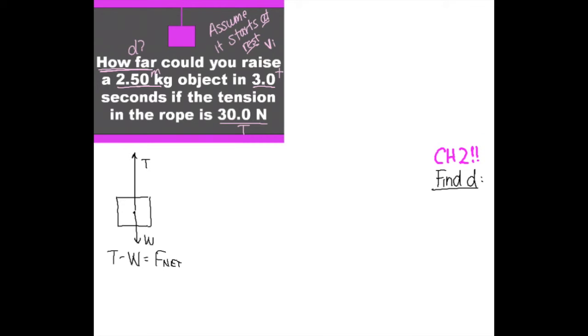Make a list, pick an equation. We're looking for D. We know V initial. And we know time. But we need one more thing on our list. That's where the chapter 4 stuff comes in. We're going to use chapter 4 to find the acceleration of the object.